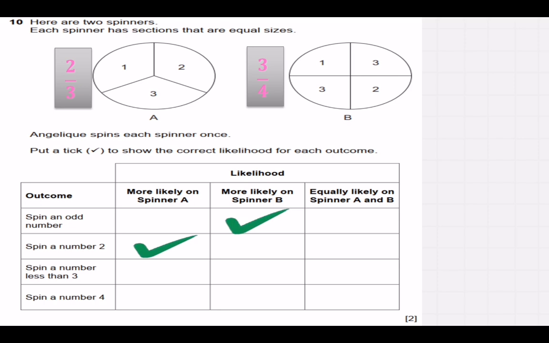Spin a number that's less than 3. What is the number less than 3 here? 1 and 2, so 2 over 3. What is the number less than 3 here? 2 over 4, which is half. So yes, it would be in spinner A, greater than spinner B. Spin number 4. I don't have 4 in both, so it's impossible here and impossible here, so it's equally likely in both.